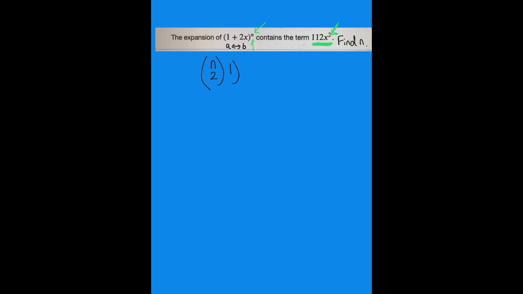So 1 to the power of n minus 2, and then 2x, this term here, to the power of 2. Because remember that these two here have to add up to n, which is here. Okay? N choose 2 is n factorial over 2 factorial times n minus 2 factorial.